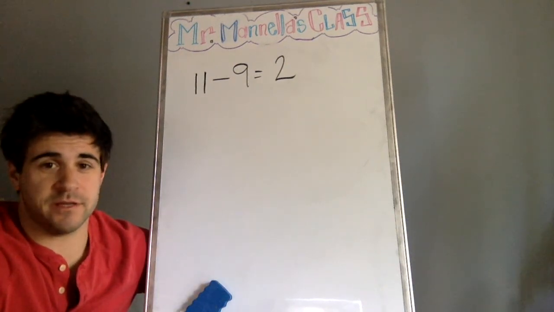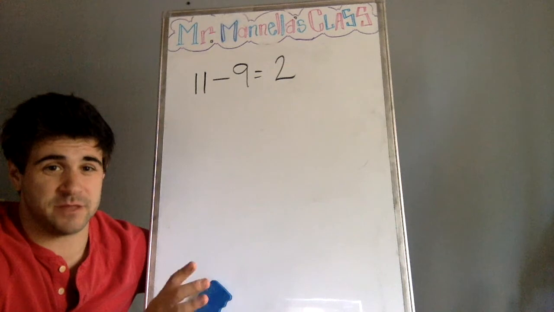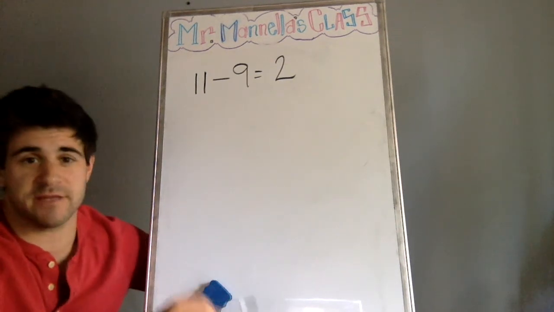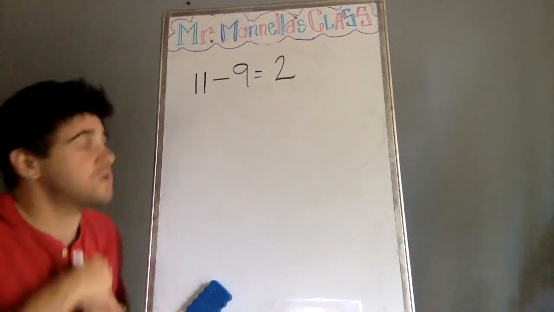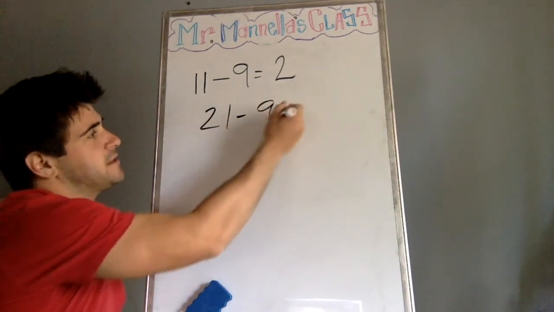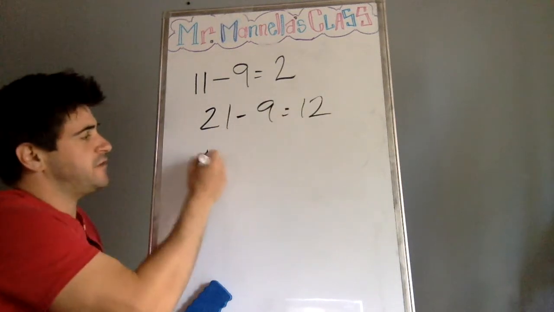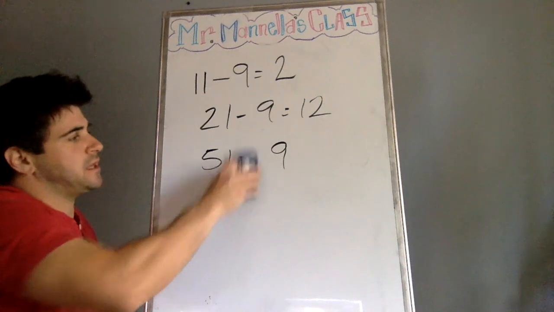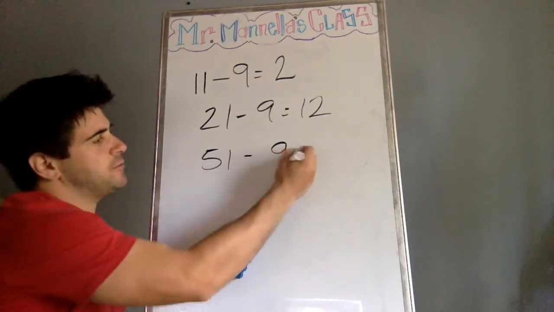So we're dealing with our last subtraction with 11. It's 11 minus 9, right? And that ends in 2. Anytime you take a 9 away from an 11, it's going to end in 2. So 11 minus 9 is 2. Okay. 21 minus 9 is 12. 51 minus 9 would be 42.